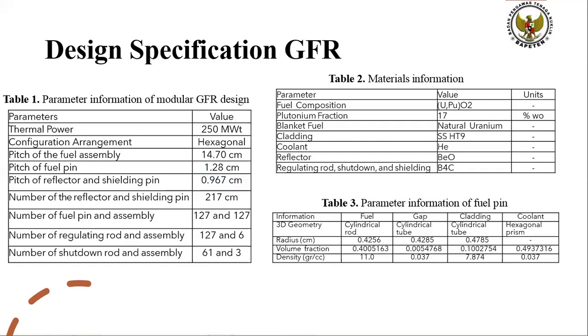Table 2 shows the material information used in this analysis. The material composition in the inner core used mixed oxide fuel, blanket core used natural uranium, cladding used stainless steel HT9, coolant material is helium gas, reflector material is BeO, then shielding region used B4C. Table 3 provides the parameter information of fuel rod in modular gas-cooled fast reactor design.